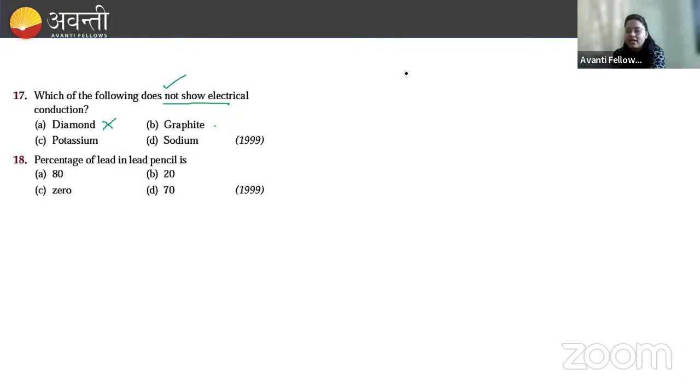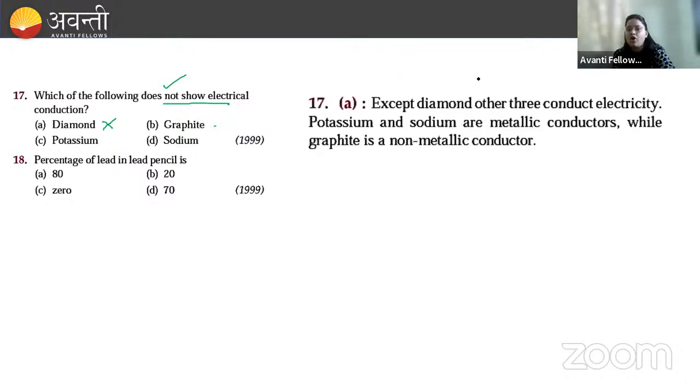So here, except diamond, the order of conductivity among these is: potassium and sodium are metallic conductors, while graphite is a non-metallic conductor. So if it has been asked in a specific way, potassium and sodium are metallic conductors, but graphite is a non-metallic conductor. Right. Next problem, very, very simple.